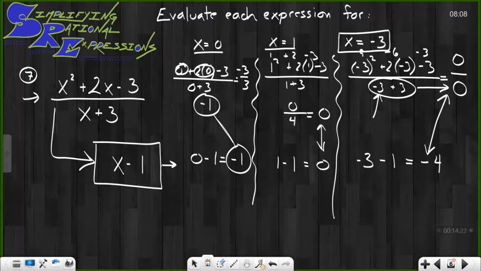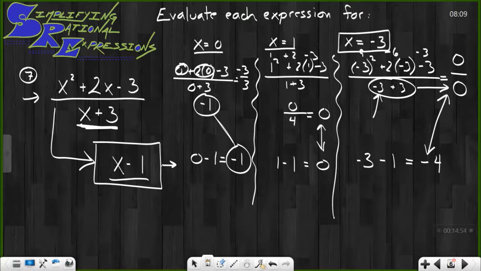How do I know that? Look right down here at the bottom. The denominator is x plus 3. What value of x would make x plus 3 equal to 0? Well, -3 would. All right, if I plug -3 in for x, I get 0. Therefore, we realize that this expression of x squared plus 2x minus 3 over x plus 3 will always simplify to x minus 1 as long as we do not pick a value of x that would make our denominator equal to 0.